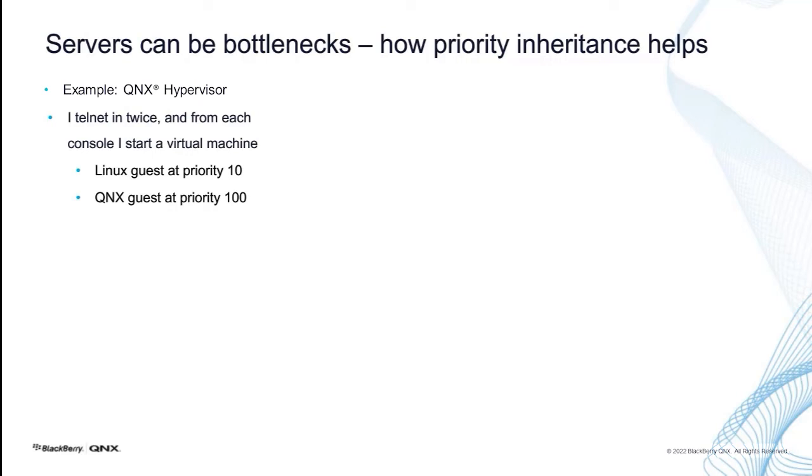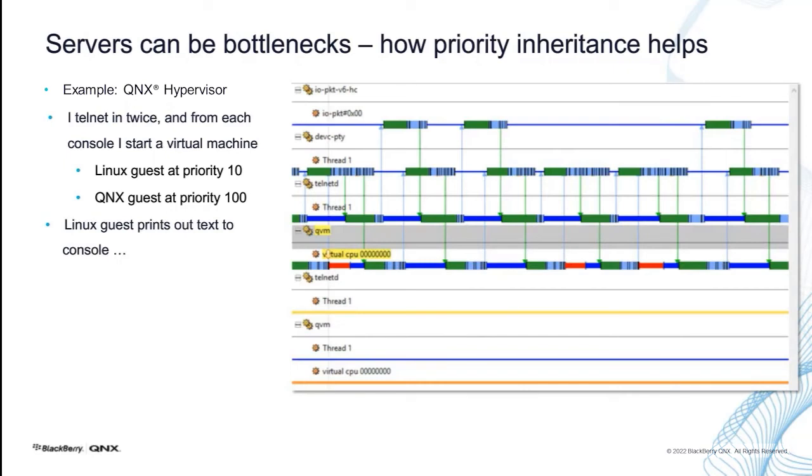And then in the first console, I start a Linux VM. I start a VM, and inside is a Linux running as a guest. And I do this at priority 10. And in the second console, I also start a VM, but this VM will run QNX as an OS inside the VM at priority 100. Let's say I do this because it's safety critical. Now, I have two consoles. One is for Linux, one is for QNX, right? So in the Linux console, I do something that leads to a lot of characters being printed out to the console. Let's look at what this means from a kernel trace point of view.